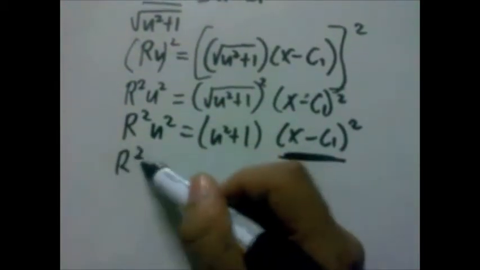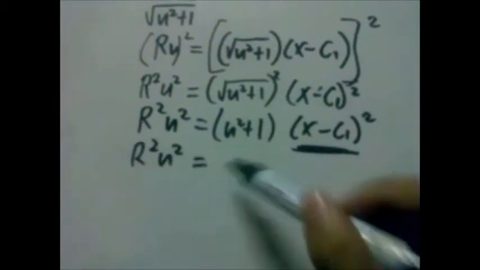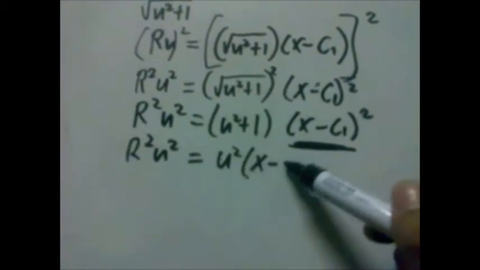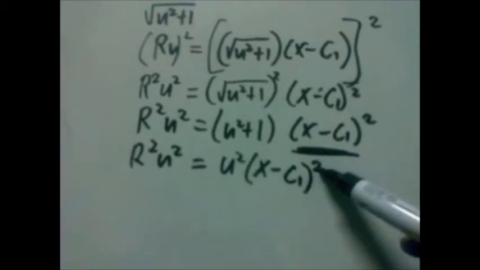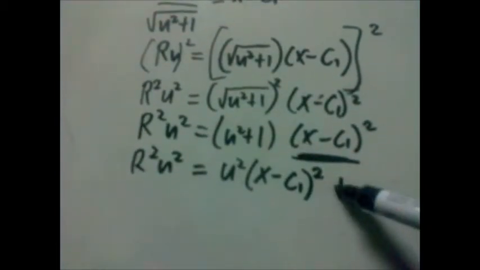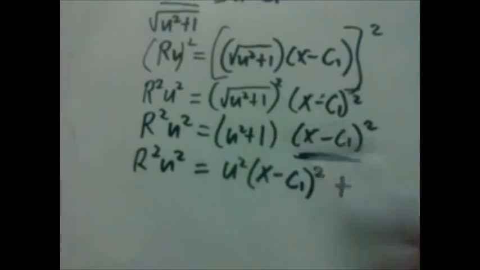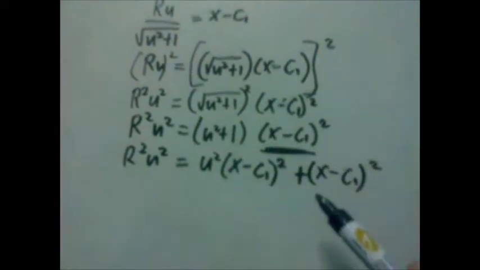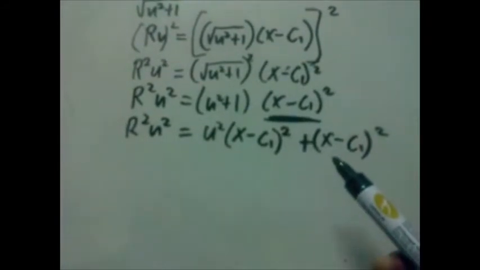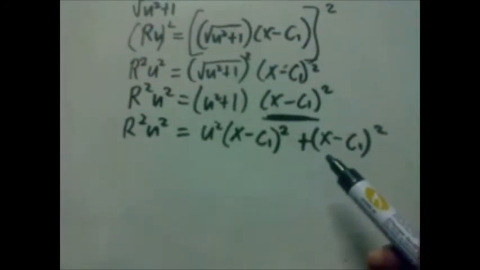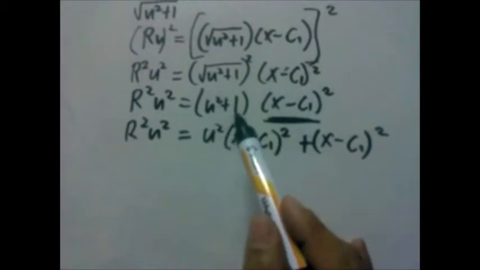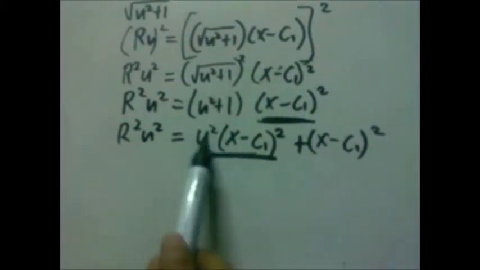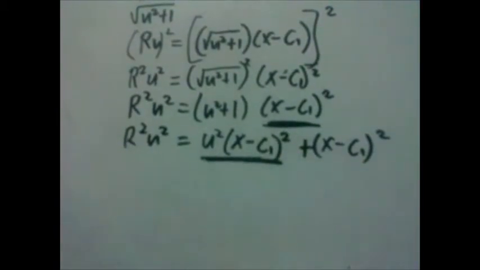So r squared u squared is equal now to u squared times the quantity x minus c1 squared. Okay, then plus this term multiplied by 1, x minus c1 squared. So what we're going to do next is transfer this quantity to the left side, because they have common terms that we could take out.